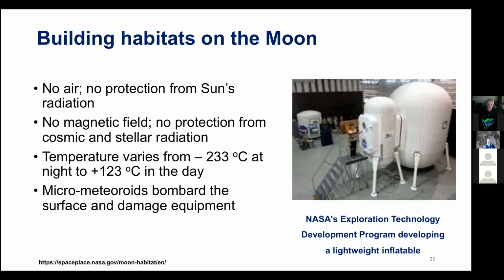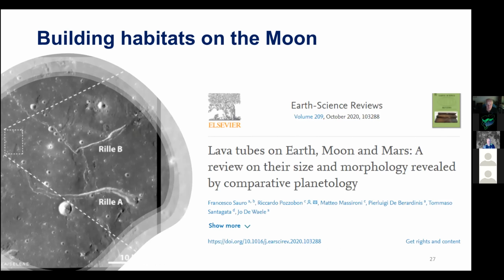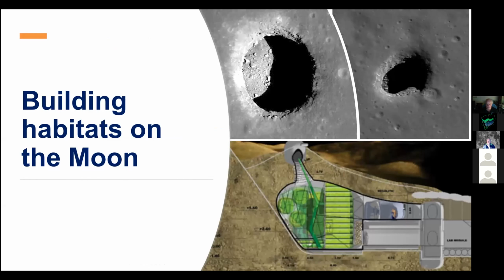So what's captured the imagination of many scientists is the possibility of using lava tubes, either on the moon or Mars, should we colonize Mars, and a lot of work has been done on conducting investigations into their size and morphology. So this is taken from an ESA study, and of course it's a diagrammatic representation of what it might be possible to do by putting some form of subterranean habitat in a lava tube.